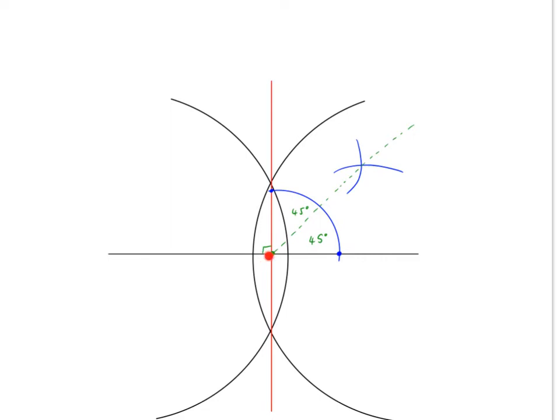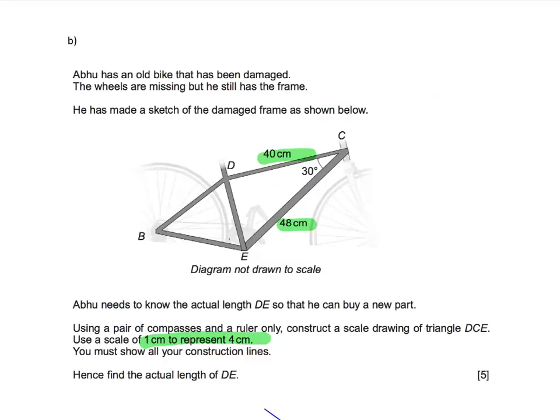I put my point where these 2 lines cross here and drew an arc like that. I drew blobs here and here because that's where my compass needs to go now. I then drew this arc, moved my compass at exactly the same width, and drew this arc. Where they cross and where the angle meets, I drew a straight line, and that angle there and there will both be 45.